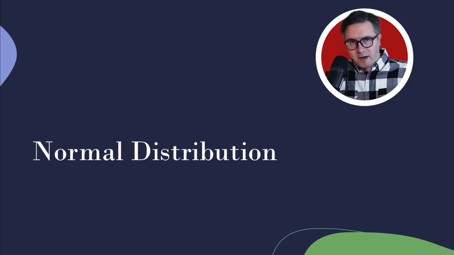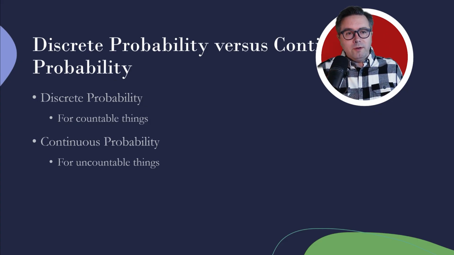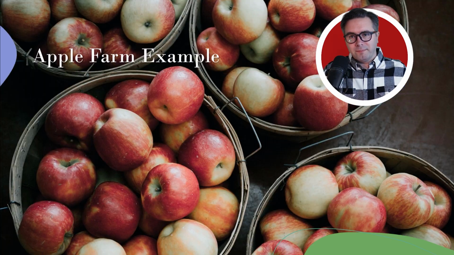It's a thing. We talked about it a little bit in the last lecture, but in order to really understand it, we got to talk about probability, specifically discrete probability and continuous probability. Okay, so discrete probability is for countable things. Continuous probability is for uncountable things. Not super helpful, right? Let me give you an example.